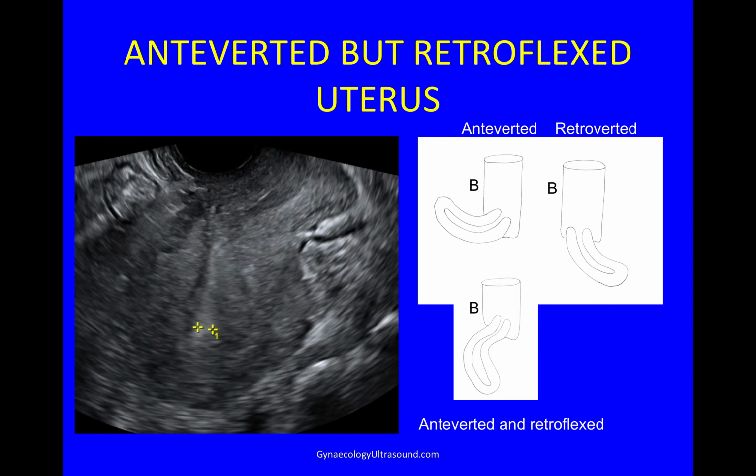The first thing I look for is what position the uterus is in. And so here you can see an anteverted uterus where the uterus tilts toward the bladder, B for bladder, or a retroverted uterus where it tips backwards away from the bladder. But in endometriosis you often see a uterus that is anteverted but retroflexed, as the fundus of the uterus here is pulled backwards by adhesions. So in this orientation, the bladder is here.